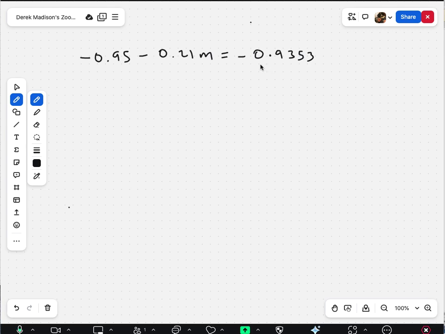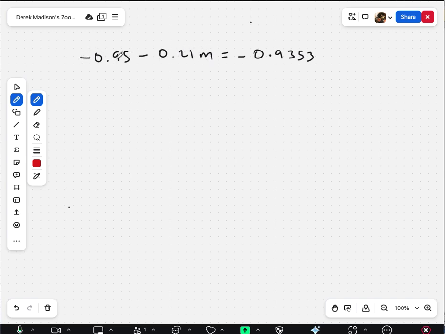So even though this is negatives, we're basically going to do the exact same thing. We would add and subtract first. Well, we're going to try to isolate m, and we want to do the addition or subtraction piece first and the multiplication or division piece second. So that's always our plan with these. So the negative 0.21 is multiplying the m, so that's what I'm going to do second.